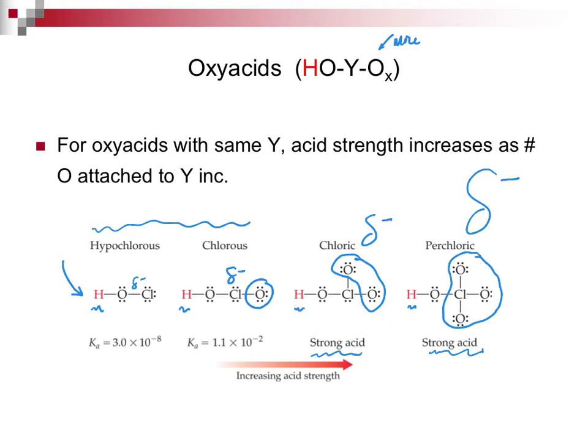We then said hypochlorous and chlorous are the weak acids. Now that you've learned about equilibrium constants, you can see that hypochlorous and chlorous have equilibriums that lie to the left on the reactant side. Again, factual.